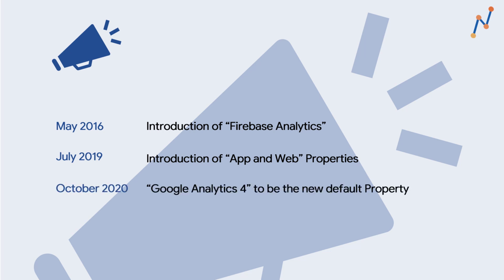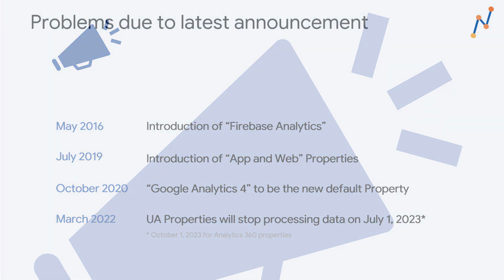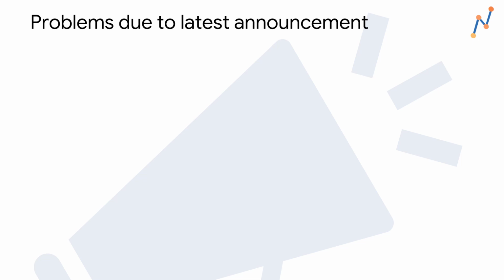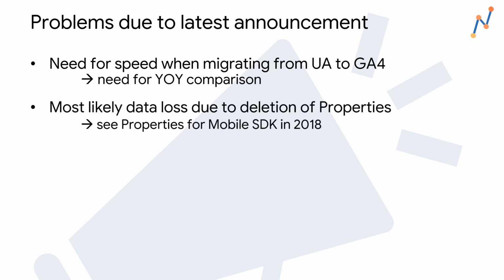In October 2020, Google made GA4 the new default property for tracking website visitors. And mid-March 2022, Google announced that Universal Analytics properties will stop processing data on July 1st, 2023. And this announcement was huge since it's the biggest thing to happen to analytics in nearly a decade. In addition, the following problems now come along with this latest announcement. The migration from Universal Analytics to GA4 needs to be done as quickly as possible to have accurate and reliable data available. You should at least be able to do a year-over-year comparison. Google will most likely delete the existing Universal Analytics properties after the deadline for migration, and therefore the data contained in these properties will also be deleted.